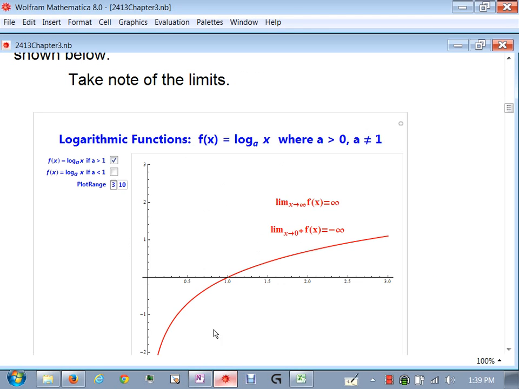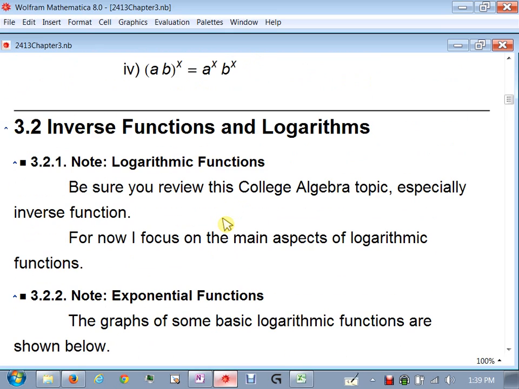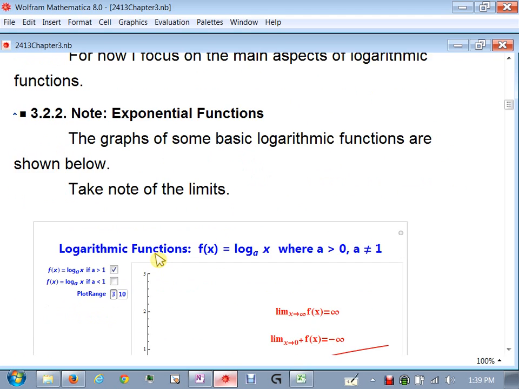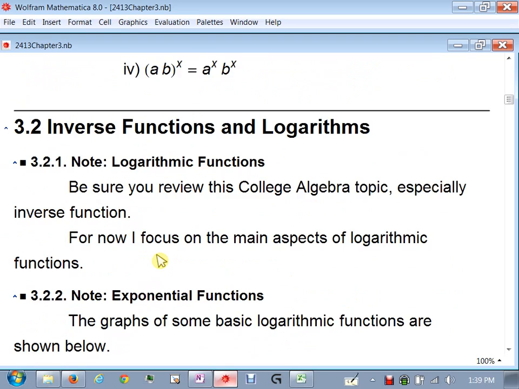What this note is saying is that, I don't remember. Did I go down too much? Well, right here. No, this is what I wanted.